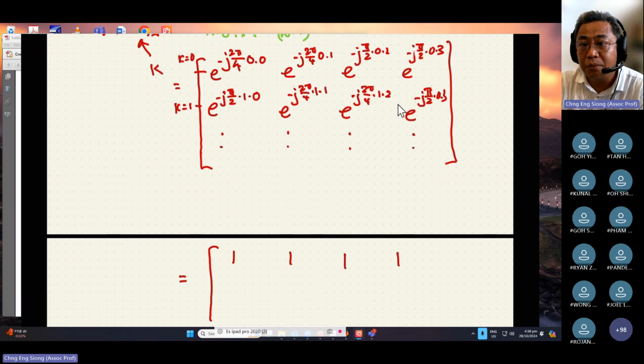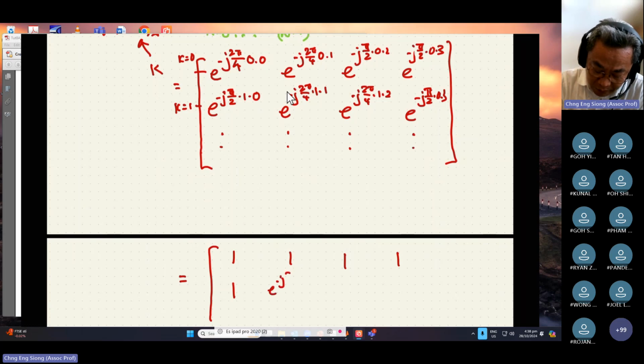Now the second row is the most exciting row, because the first element of the second row, or k equals to 1 row, is e to the power of minus 0. So it's still 1. You think it's not very exciting, but here is the most exciting part. E to the minus j 2 pi over 4 is pi over 2. So this guy is actually e to the minus j pi over 2. What is e to the minus j pi over 2? It's the same as 1 angle minus pi over 2.